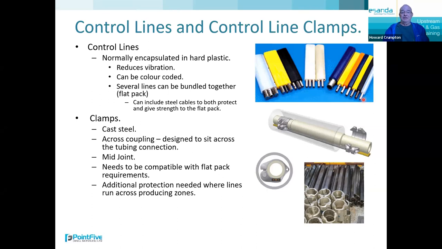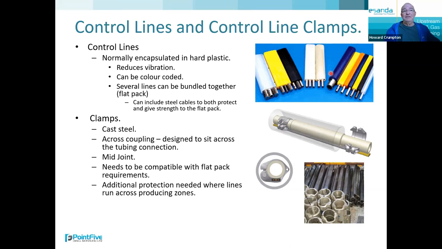the method that the industry uses nowadays for the deployment of these control lines is to encapsulate them. So most of these control lines now will be, as you can see in this illustration, encapsulated in a hard plastic. The principal reason for doing that is to reduce vibration.